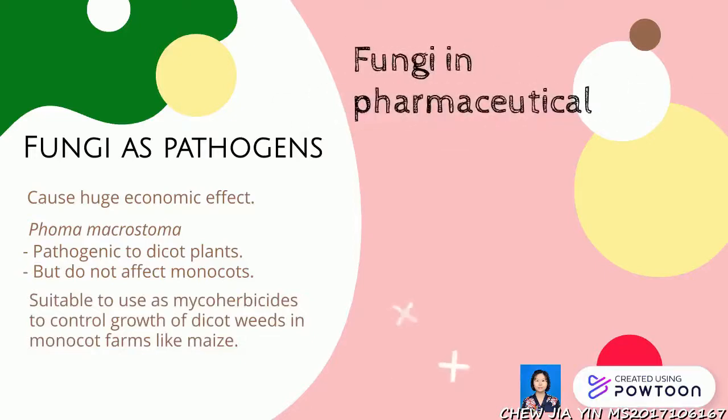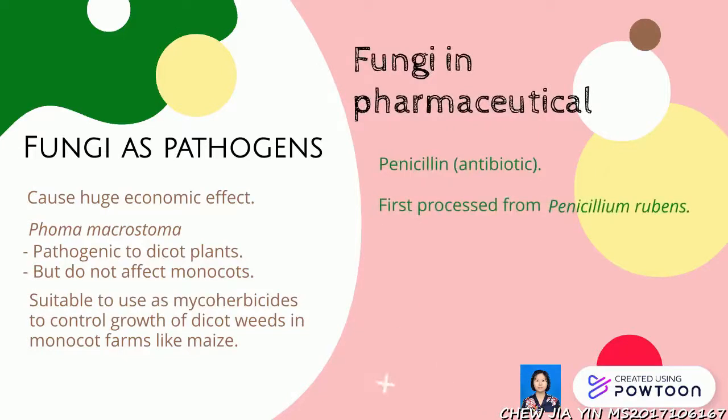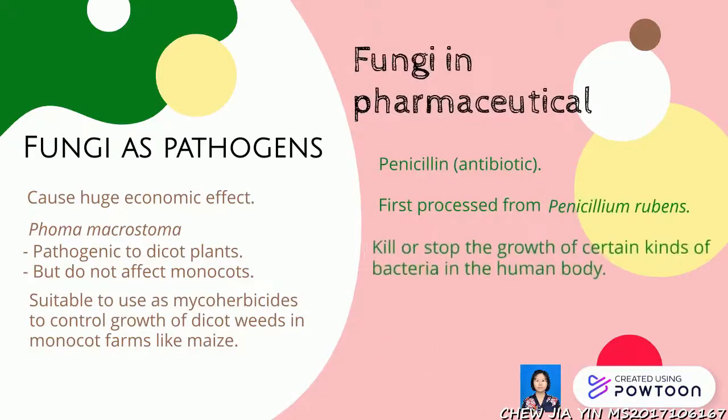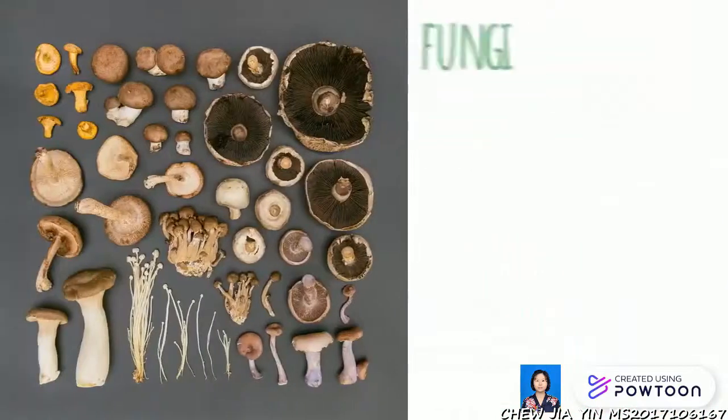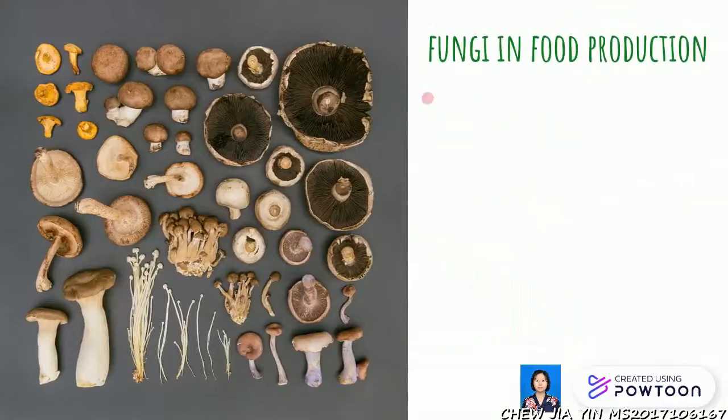In pharmaceuticals, a well-known example is penicillin, which is an antibiotic. It is first processed from Penicillium rubens and will kill or stop the growth of certain kinds of bacteria inside the human body. Commercial importance of fungi in food production is relatively significant.